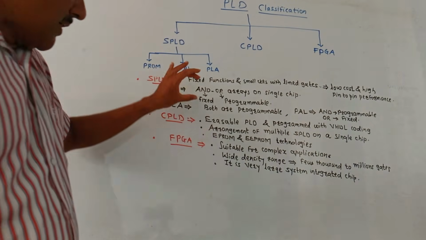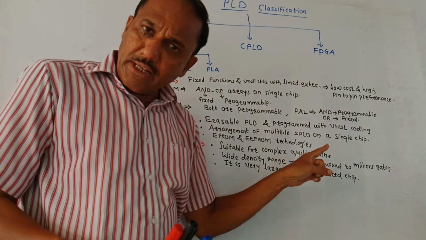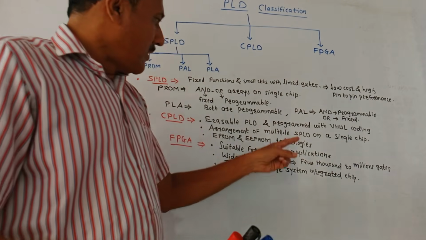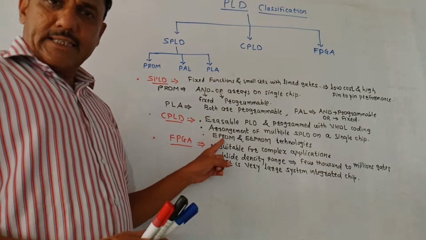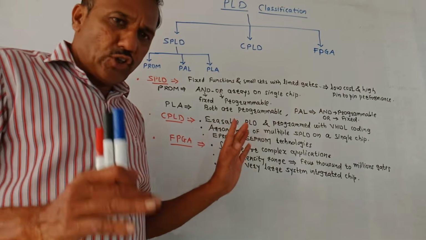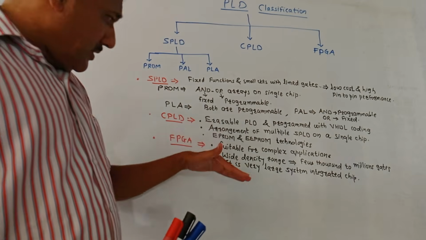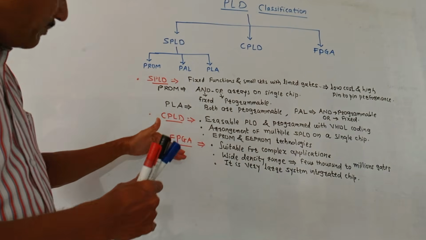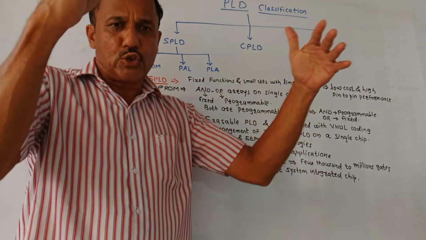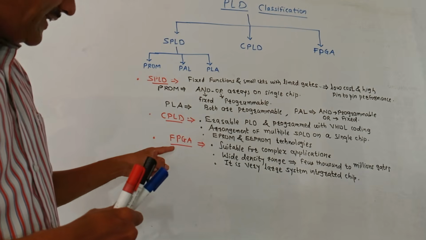coding technique. So it is basically arrangement of many number of SPLDs on a single chip. In this case, EPROM and EEPROM technologies are used. Next is FPGA. See, there are many differences as far as the CPLD and FPGA are concerned. Again, we are going to study it in detail. What are the differences between CPLD and FPGA?